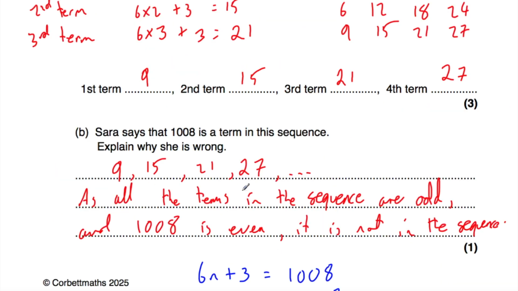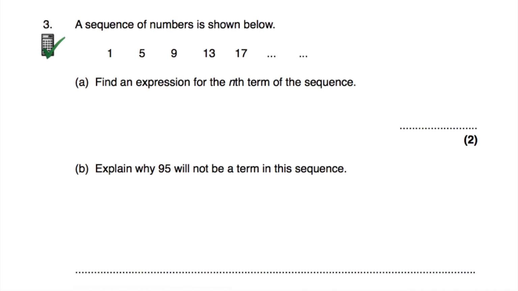And as I've said a few times already, I think that's a much easier approach for this question. Okay, let's have a look at our next question, question number 3. It says a sequence of numbers is shown below: 1, 5, 9, 13, 17, blank and blank. Part A says find an expression for the nth term of the sequence. So we want to find the nth term for the sequence 1, 5, 9, 13, 17.